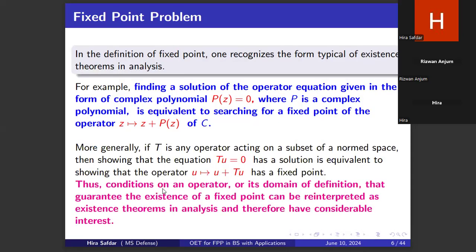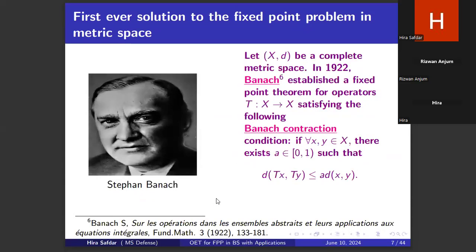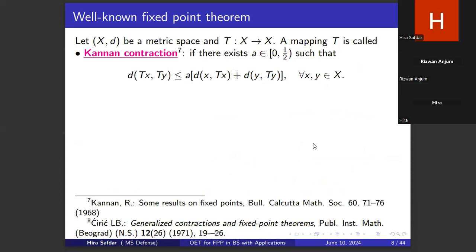Existence of fixed point revolves around the conditions on the domain and the operator T. Under what conditions does T have at least one fixed point? This theorem is known as an existence theorem in analysis. The first solution of a fixed point problem in metric space is given by Stefan Banach in 1922. He states that every Banach contraction in a complete metric space has a unique fixed point. Well-known fixed point theorem.